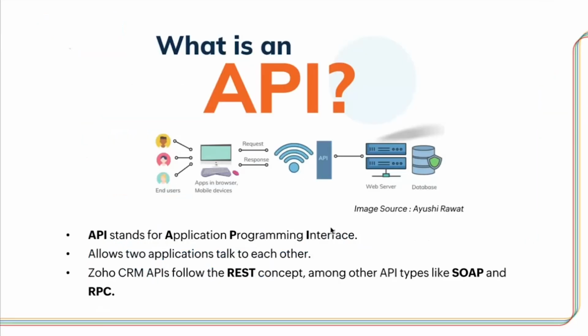So the most basic question, what is an API? API is an acronym that stands for Application Programming Interface. An API allows two applications to talk to each other. Now, let me just explain this with an example.